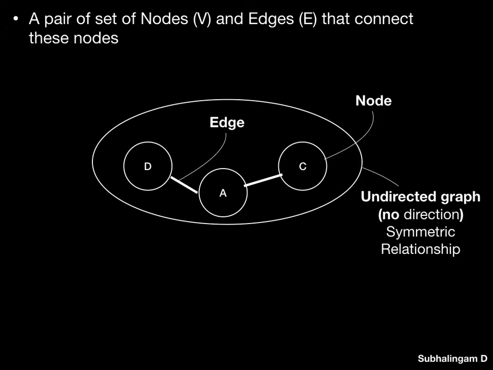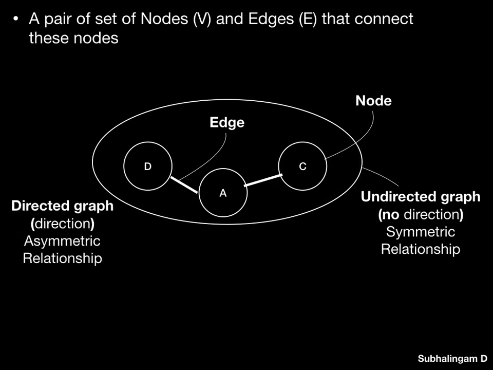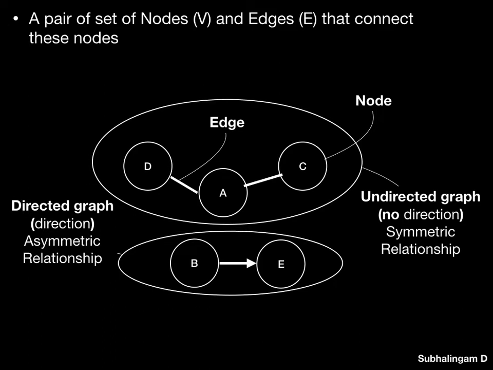By now, one would have guessed that there is something called a directed graph, which means there is direction in the edge. So this signifies an asymmetric relationship between two nodes. That is, for example, say A is related to B, then B may not be related to A. So for example, take this node, and a directed graph has an edge like this with an arrowhead, and this graph is an example of a directed graph.